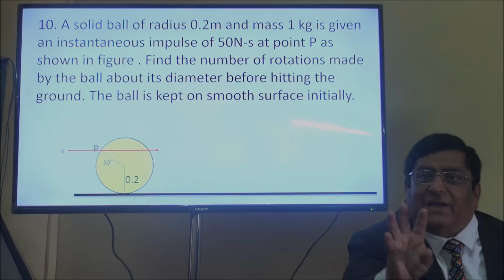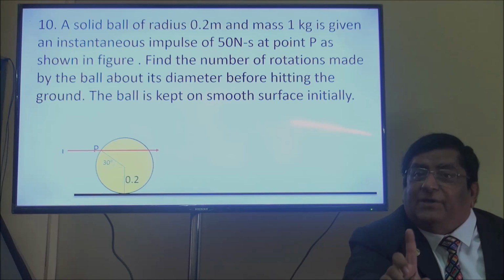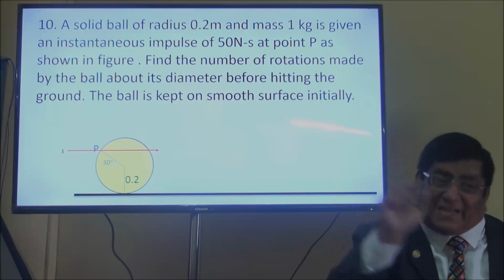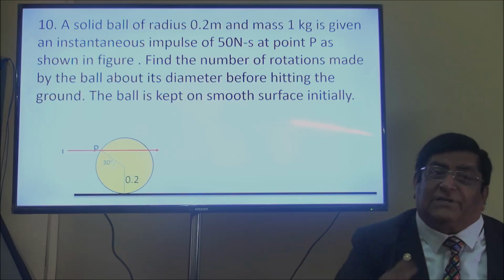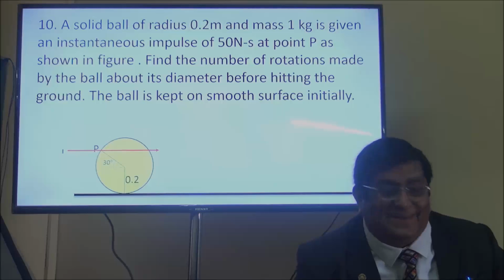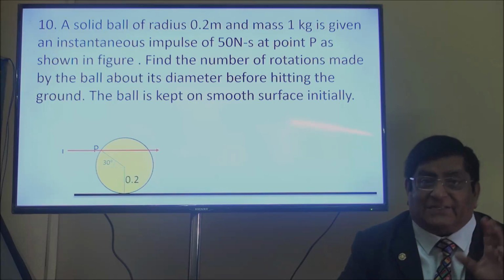You will find here, modify it a little. If a particle is making n rotations per minute or per second, which are the two quantities you can find? Pardon? Let us start thinking it.